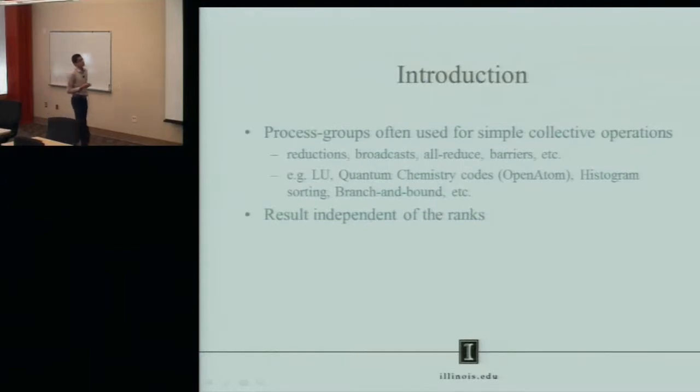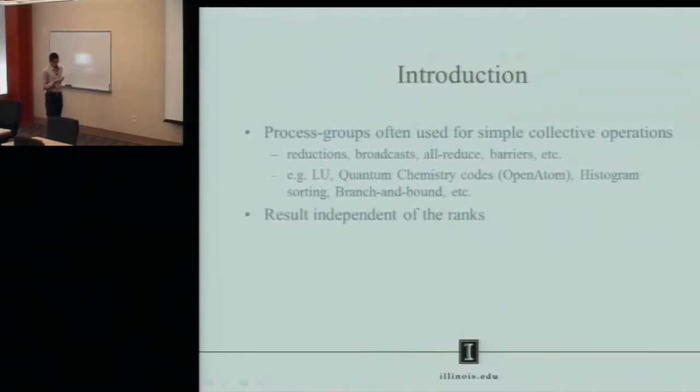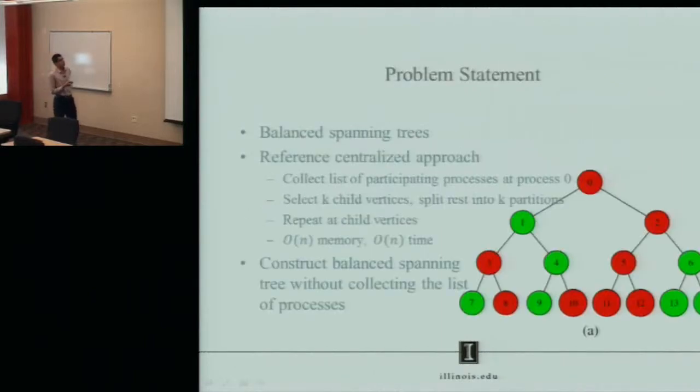So we analyzed many applications, and we find that many of the sub-communicators, or the process groups, are used just for very simple collective operations such as reductions, broadcast, all-reduce and barriers. Examples of these are LU, quantum chemistry codes like OpenAtom, histogram sorting, branch and bound, and others. In these collective operations like reductions and broadcast, the results are independent of the ranks from which the individual contributions come. So we use this feature to develop distributed algorithms.